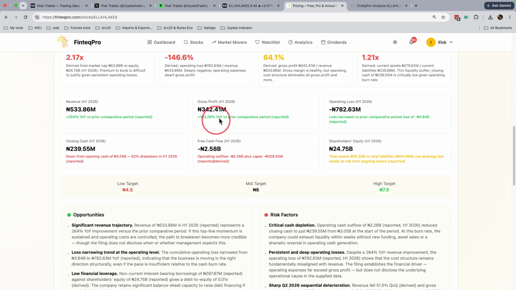And then the gross profit right here is 342.41. So those are the 3 reasons fundamentally why I'm interested in Ellah Lakes. I'll be interested in buying.